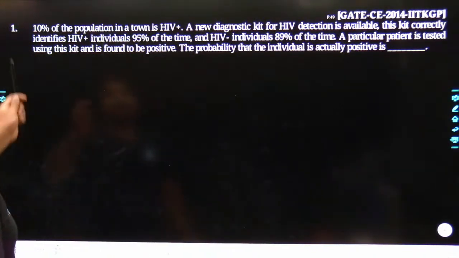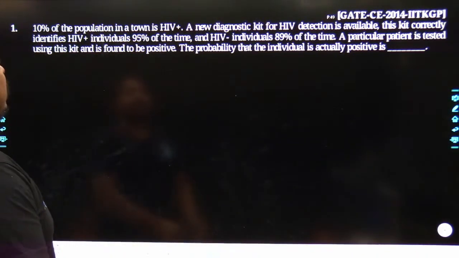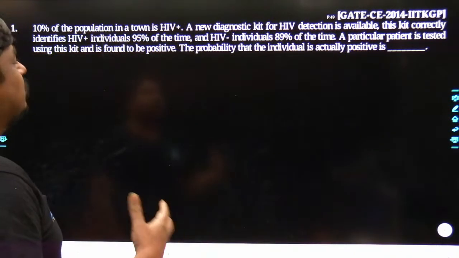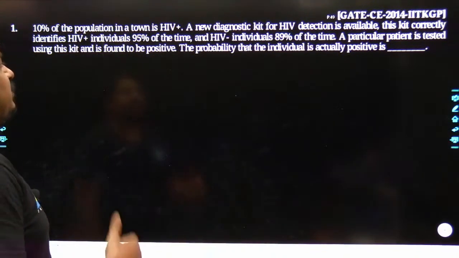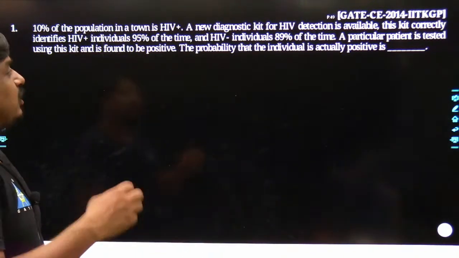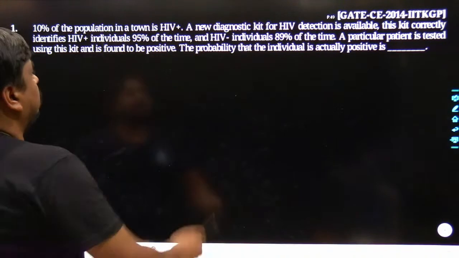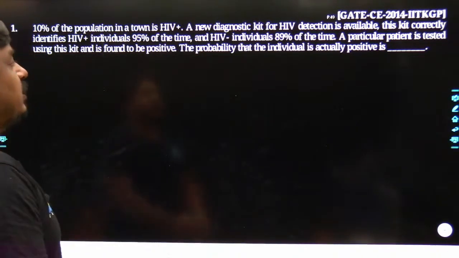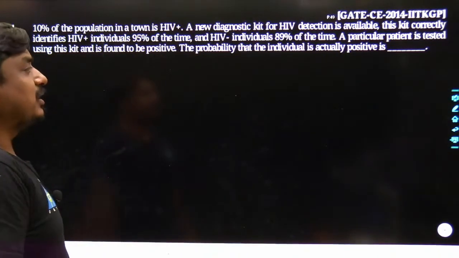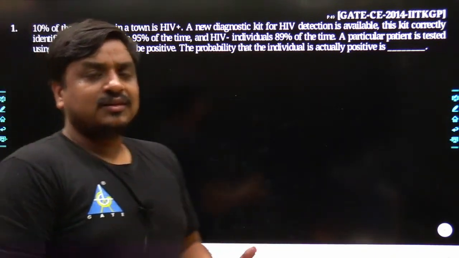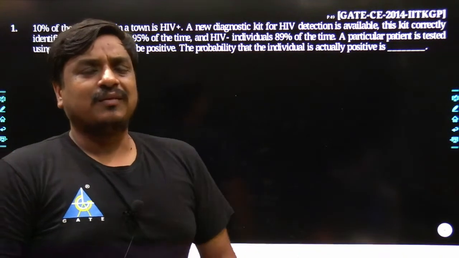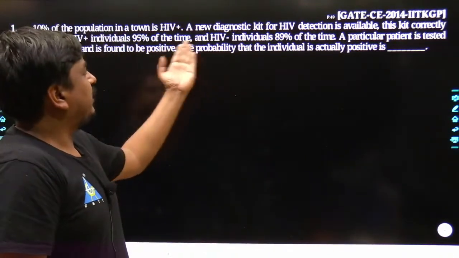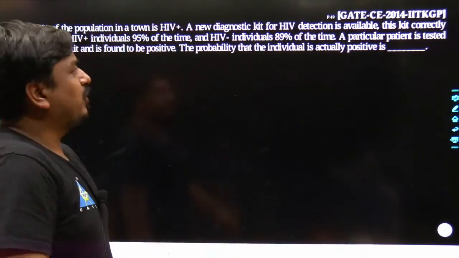The problem states 10% of the population in a town is HIV positive. That means out of 100 people, 10 are actually suffering from HIV, and the remaining 90% are not. A new diagnostic kit for HIV detection is available. Obviously, if we have to detect a certain disease, we have to have a kit for it. Like for corona, we used to have the RT-PCR antigen kit. In the same way, we have a kit which detects the positivity of HIV.